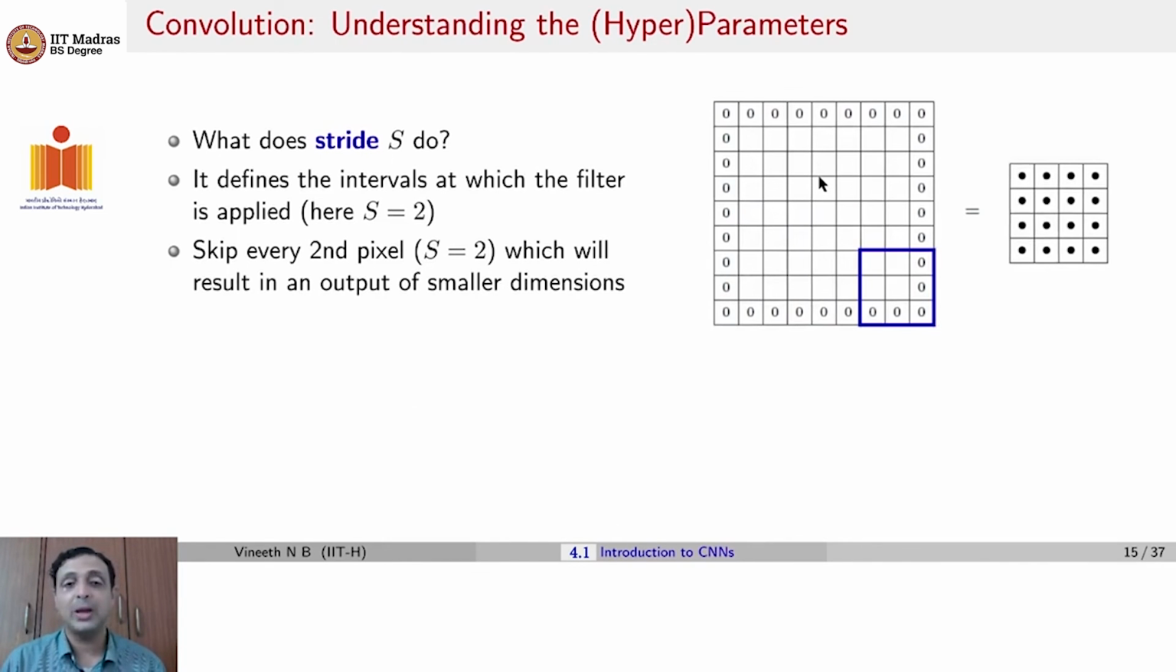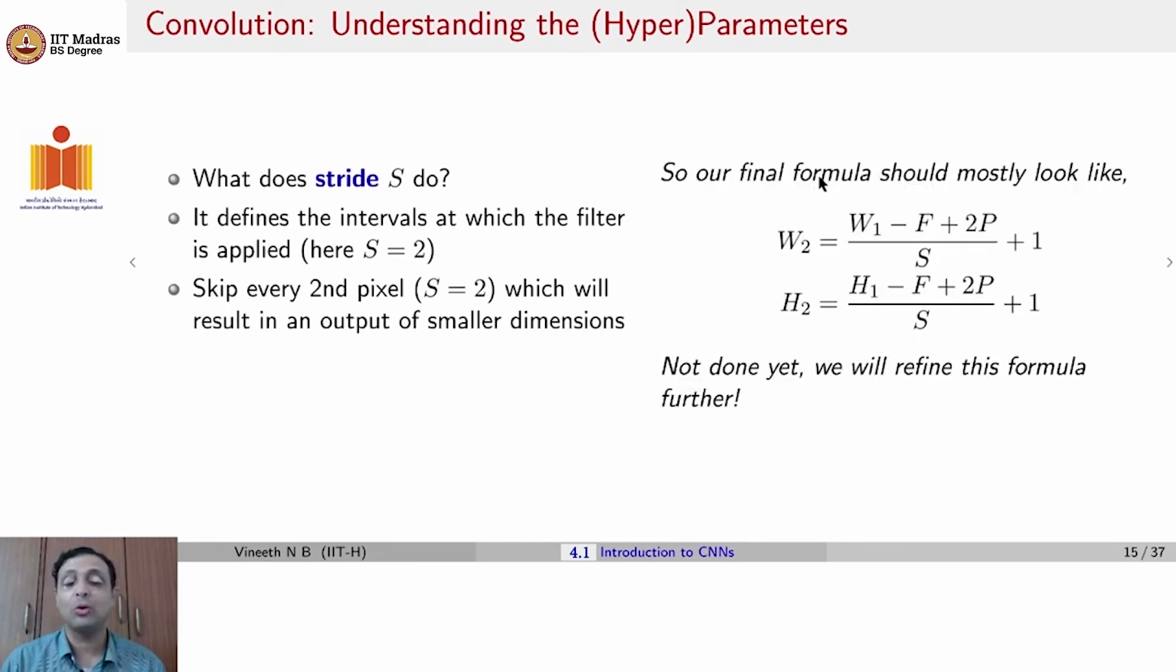And this is another way in which the size of your output image gets reduced, and your new formula now with the stride included becomes W2 is equal to W1 minus F plus 2P, which is what we had earlier, which is now divided by S, the stride. Since the stride along the columns and the rows are the same, you use the same S. Technically speaking, the strides could be different between the rows and the columns, but in practice, it's generally retained as the same value.